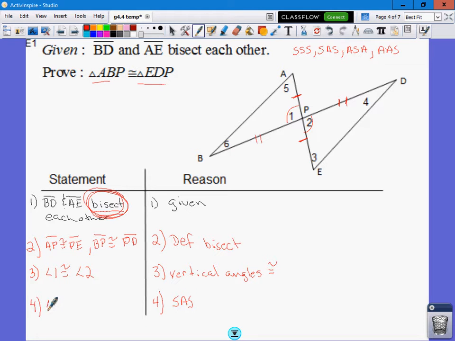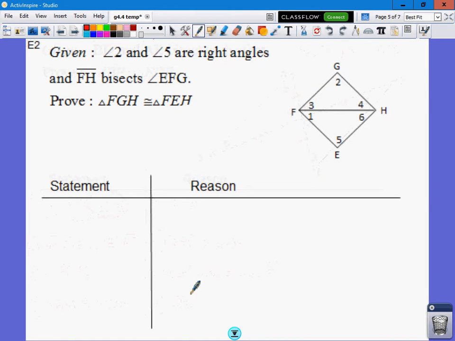And I don't even have to think about the order here. They've actually given it to me. They said ABP would be congruent to EDP. And I know that those two triangles are congruent by side, angle, side. Questions on this first proof? Next example, then.